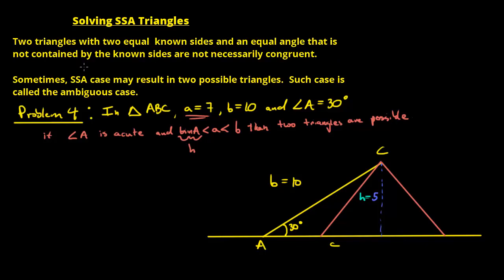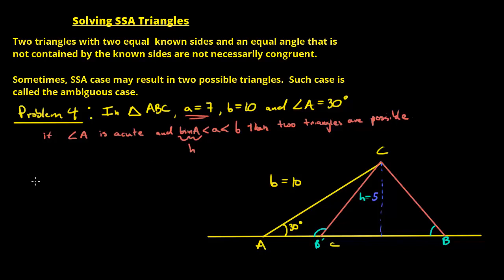Here we'll use the sine law though, and we'll set up this sine law to try to figure out what angle B is. And angle B is either going to be this angle, so this could be B. Let's call this B, and let's call this angle B prime. Both are valid solutions based on the information that we've been given.